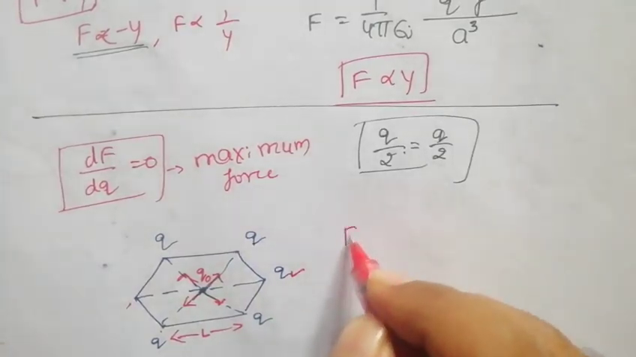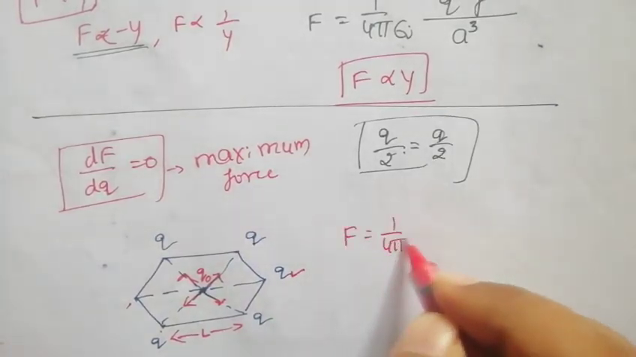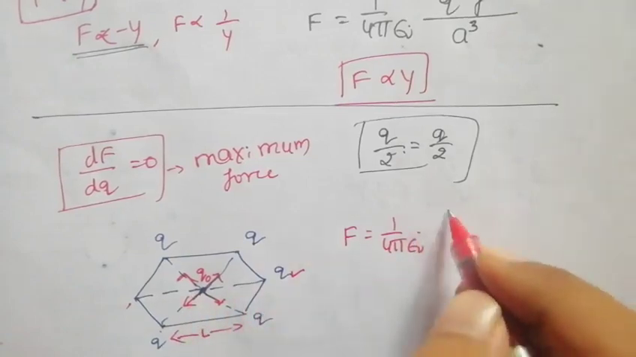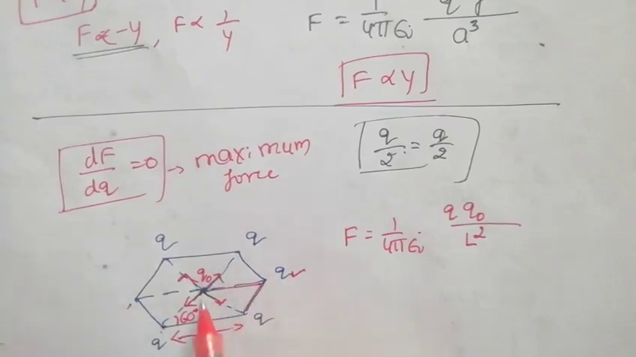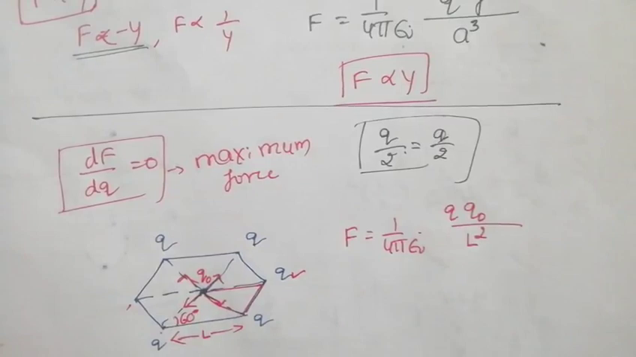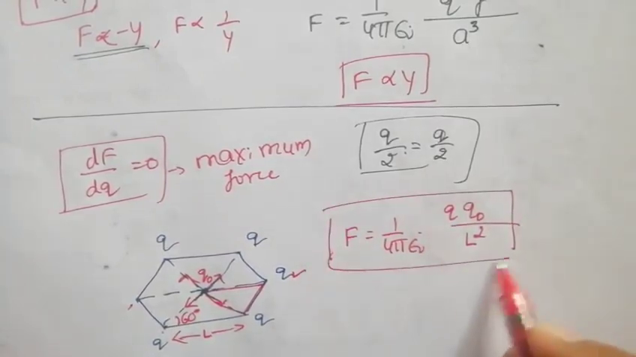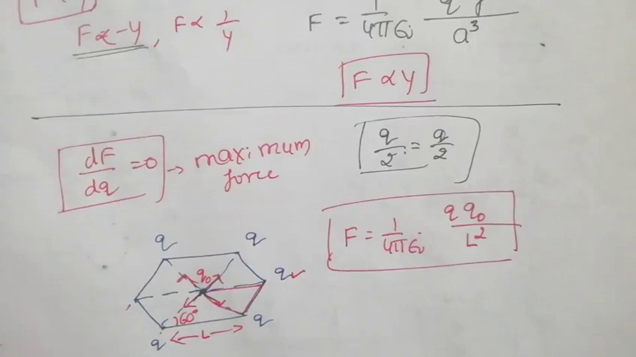The force becomes simply F equal to 1 by 4 pi epsilon naught, Q Q0 by L square, because the distance between them is L. It makes an angle of 60 degrees, it is an equilateral triangle, so this side and this must be equal. Whenever you are solving a question with a diagram, look at the symmetry. The symmetry always gives us some information. Since force is a vector quantity, the forces will cancel each other. These are some numericals based on previous examinations.